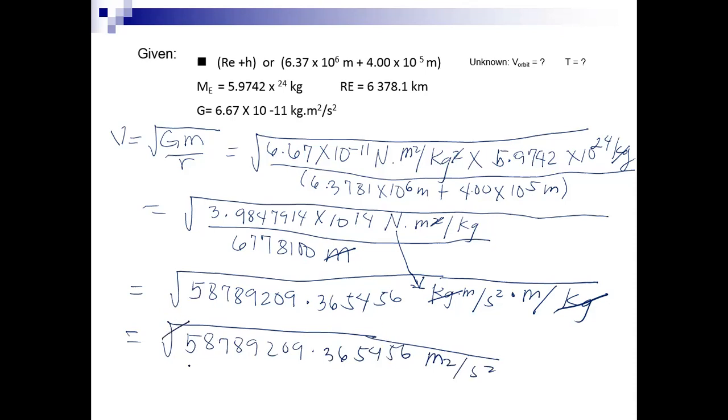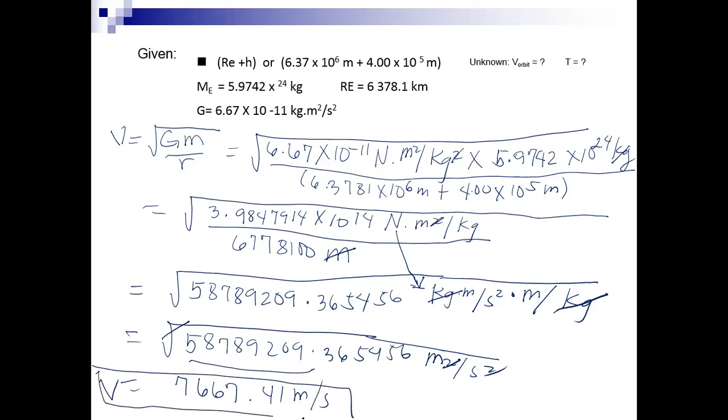So, square root nitong number. Pagka lahat ng nasa loob ng square root, lahat yan ay a-applyan ng function na yun. So, i-square root mo yung number, i-square root mo din to, at i-square root mo din tong unit. So, therefore, ang magiging sagot mo, class, is 7,667.41 meter per second na lang. And that is now the orbital speed. Okay? So, I hope nakikita pa natin yan, no?